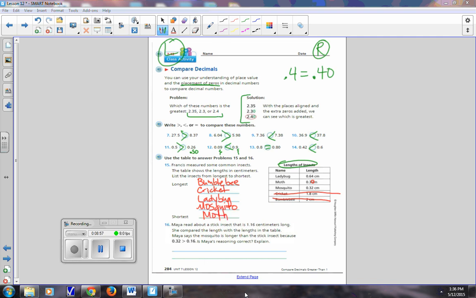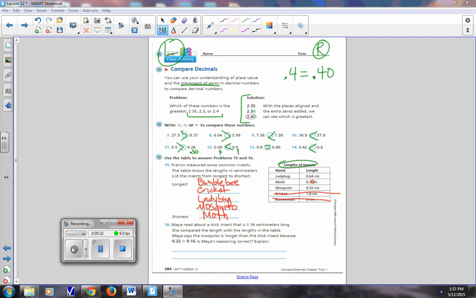Maya read about a stick insect that is 1 and 16 hundredths centimeters long. She compared the length with the lengths in the table. Maya said the mosquito is longer than the stick insect because 32 hundredths is greater than 16 hundredths. Is Maya's reasoning correct? Explain. Turn to your neighbor and talk to your neighbor about it.